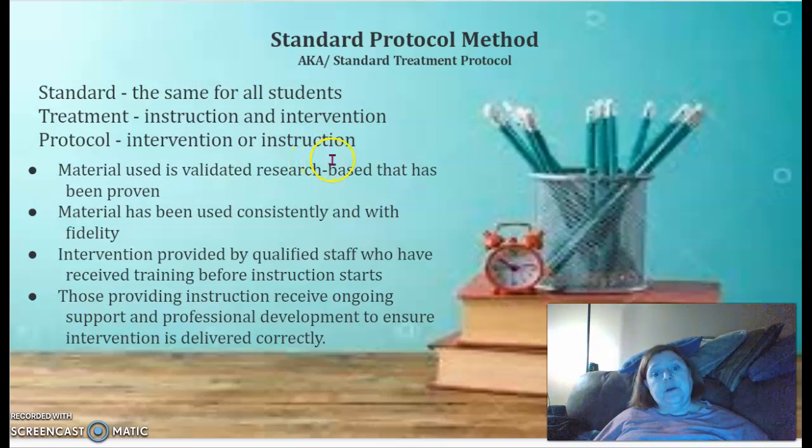What is different about the standard protocol method is that the material used is validated research-based material that has been proven. The material has been used consistently and with fidelity. The intervention provided is by qualified staff who have received training before instruction starts. In addition, those providing instruction receive ongoing support and professional development to ensure that the intervention is being delivered correctly.